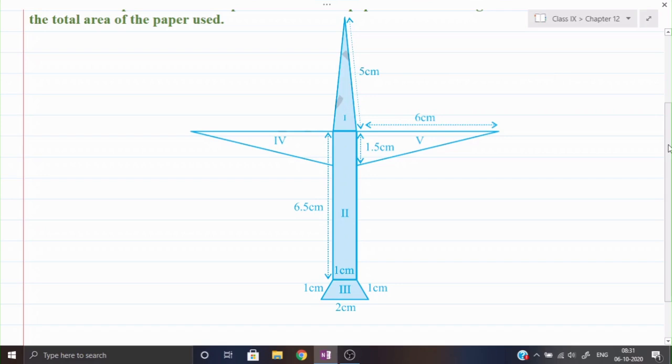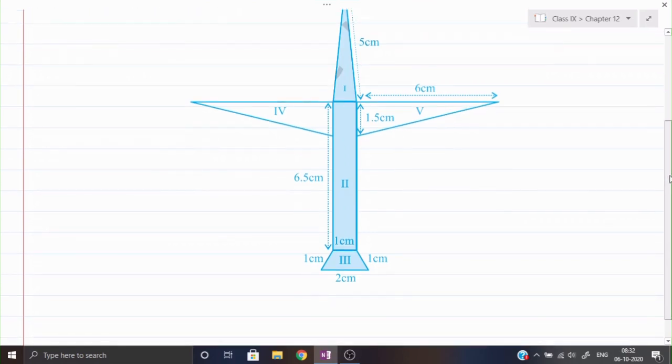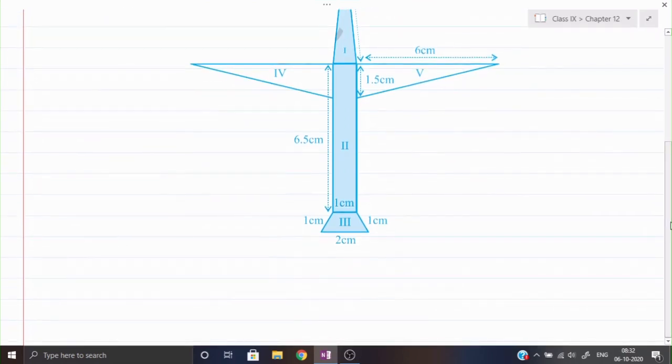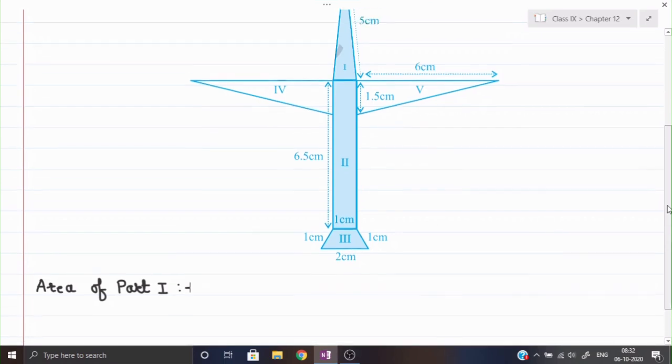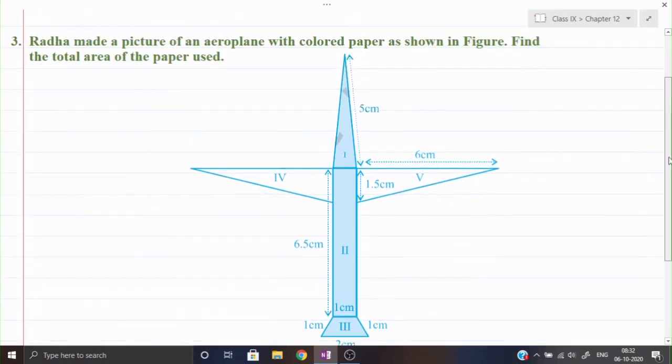So one by one, let us proceed to find the areas of all the parts, and then we shall add them at the last. First we shall talk about the first part. Here we will write down area of part 1, first part. In the first part you see what is given here. The first part is given as a triangle.